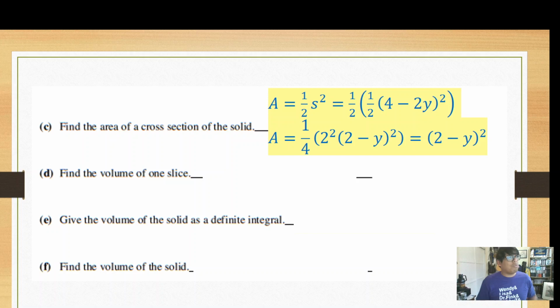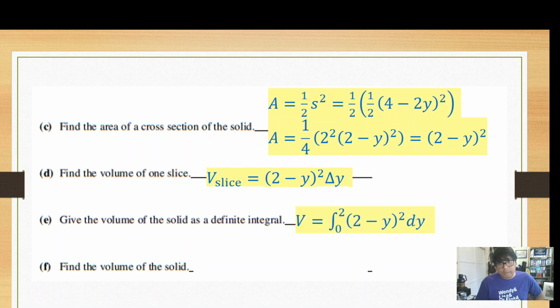Find the volume of one slice. Well, that's just the area formula multiplied by delta y. And then if you want to find the volume, you're going to integrate the areas of the slices. Our delta y becomes a dy. And this antiderivative is not that difficult. Here we did some substitution rule. If you wanted to expand this and then just use polynomial rules, that's fine too.